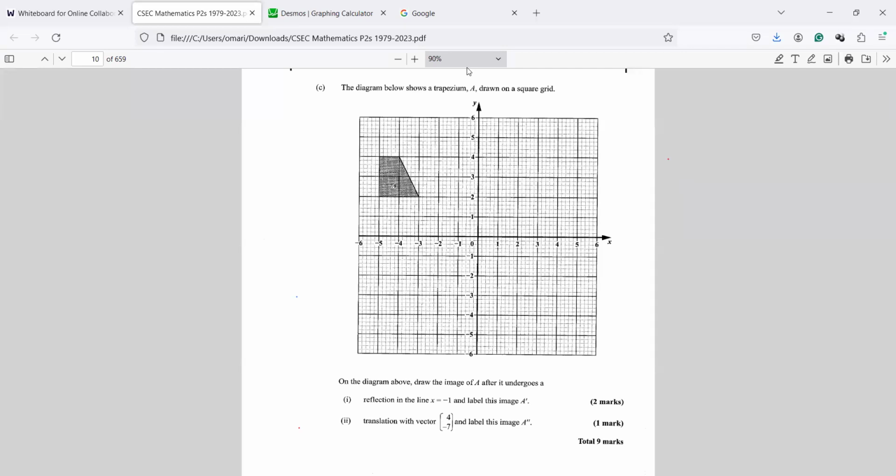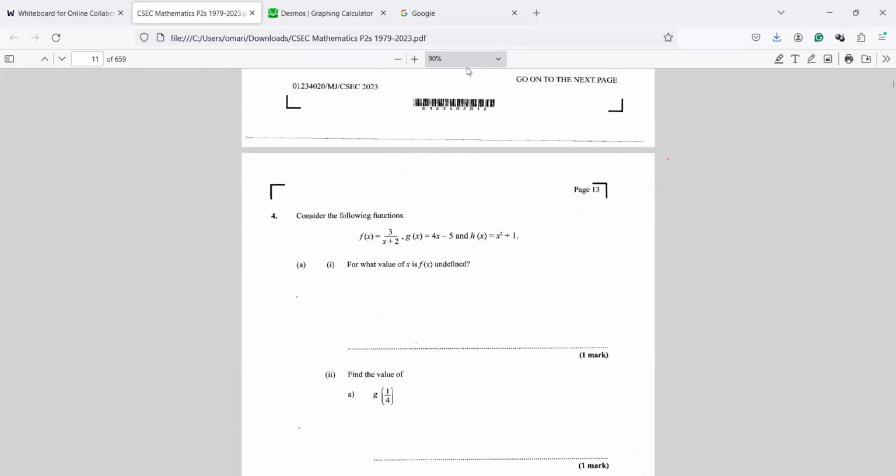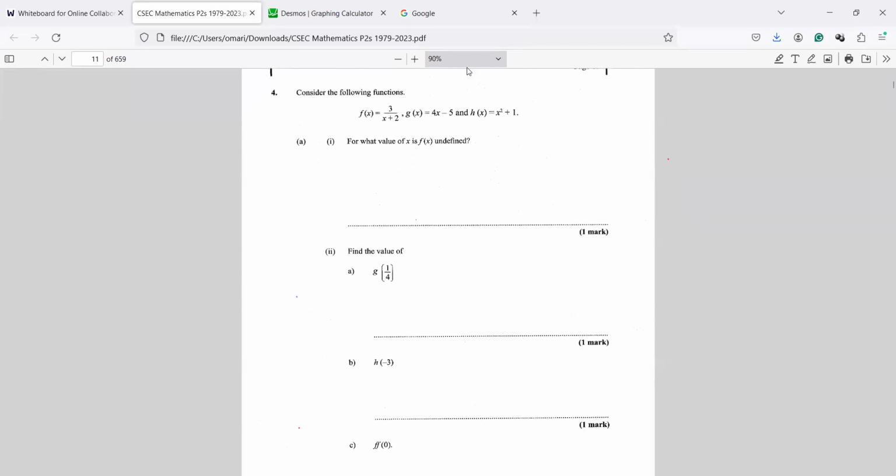I don't think they had any on this paper. Let me just do a quick check. I think we can do the graph question. Let me tell you which page it's on.